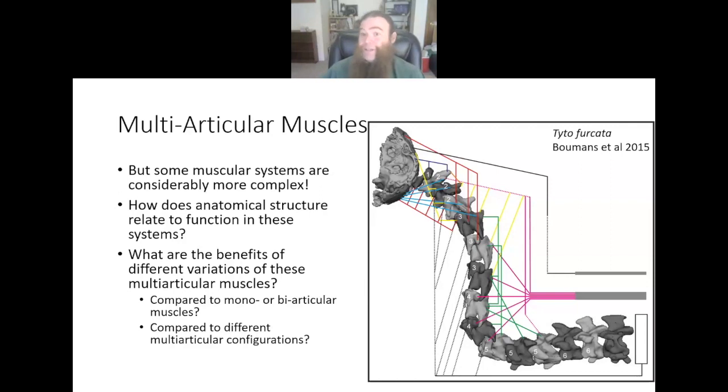What's the benefit of having a multi-articular muscle system, which I'm defining as a muscle that crosses more than two joints? What's the benefit of this compared to just having a bunch of monoarticular muscles crossing these same joints? And what's the consequence of a muscle that crosses 3 versus 5 versus 7 versus 15, so on and so forth? How does this relate to function? How does this relate to how the organism works and the mechanical output of the system?